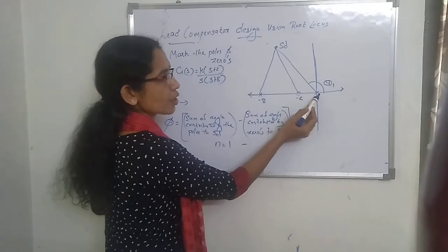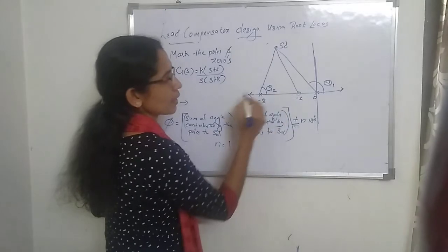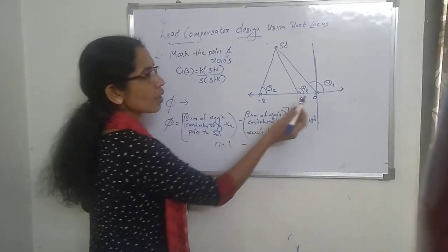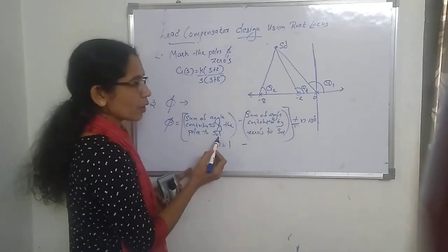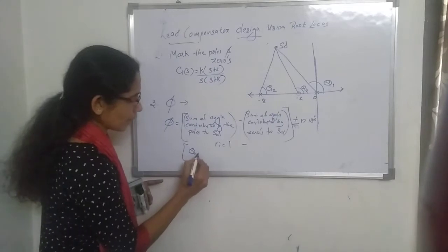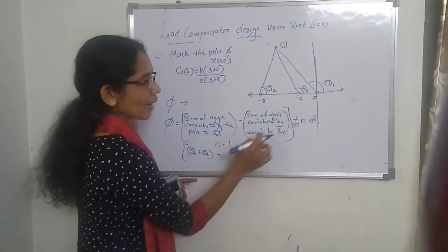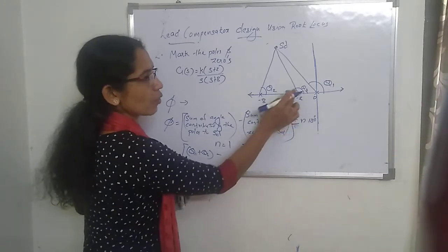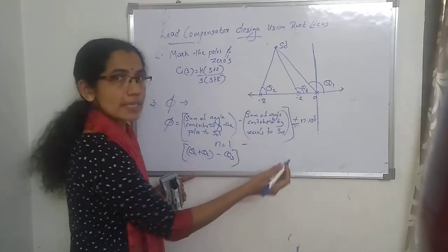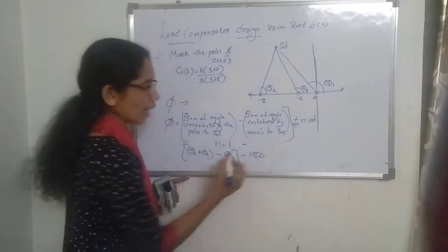The pole at 0 contributes the angle theta 1. The next pole contributes angle theta 2, and this angle is theta 3. So the sum of angles contributed by poles to SD is theta 1 plus theta 2, minus the sum of angles contributed by zeros to SD. Here there is only one zero, with angle theta 3, plus or minus n into 180. We are taking minus n into 180.